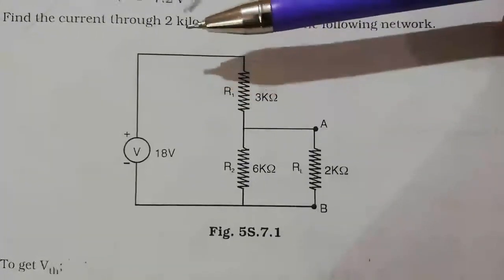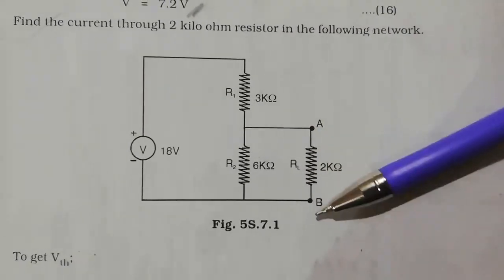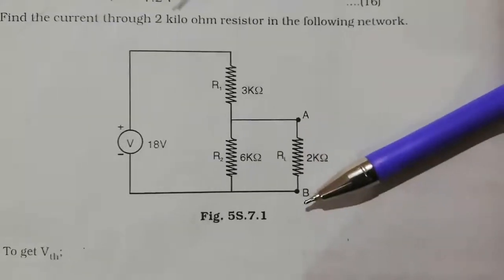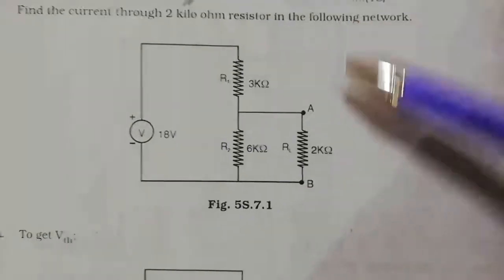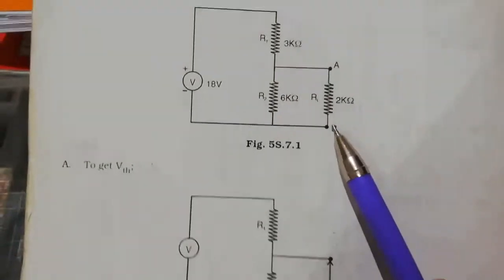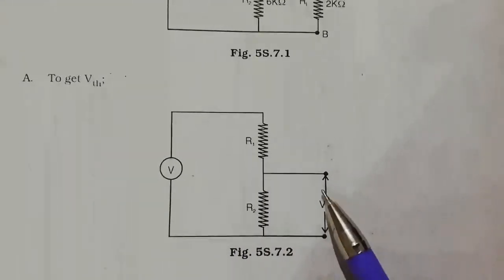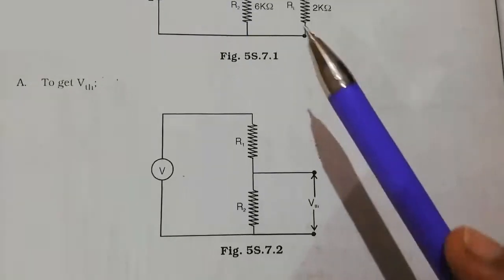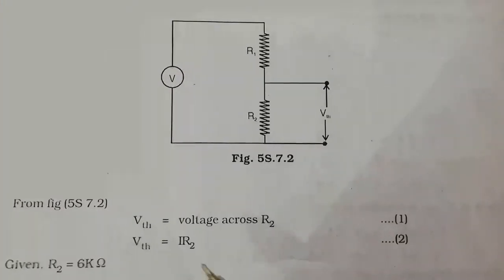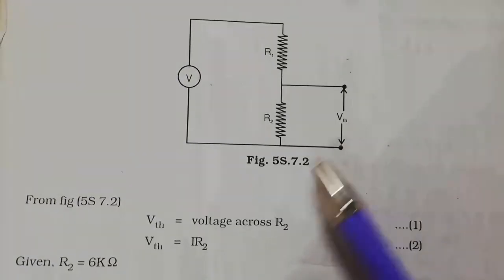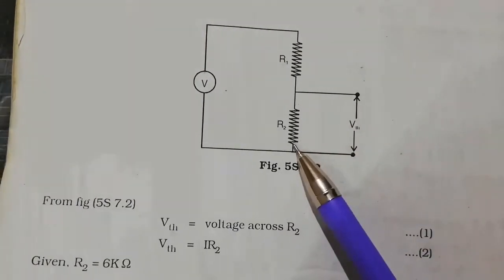Our aim is to find the current through the 2 kilo ohm resistance in the following network. So we can use the Thevenin's network application. Our first step is to remove this 2 kilo ohm, open circuit it, and find out the voltage across these terminals. Here V, R1, R2 are kept there, and VTH is to be measured by open circuiting this resistance. So from the figure, VTH is equal to the voltage across R2, that is I into R2.